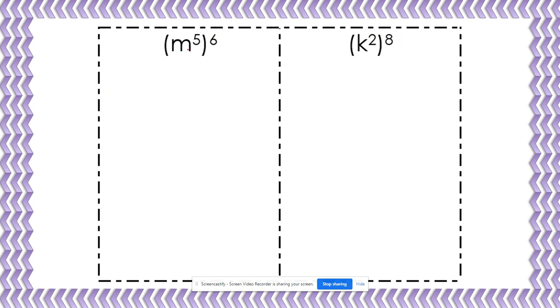For this problem, I have n to the 5th power raised to the 6th power. Because I notice that it's a power raised to a power, I'm going to do 5 times 6, and that's going to give me n to the 30th power. For this one, I have k to the 2nd raised to the 8th. So that means I have 2 k's, and I'm doing those 8 times. So that's 2 times 8, which is 16. So this will be k to the 16th power.